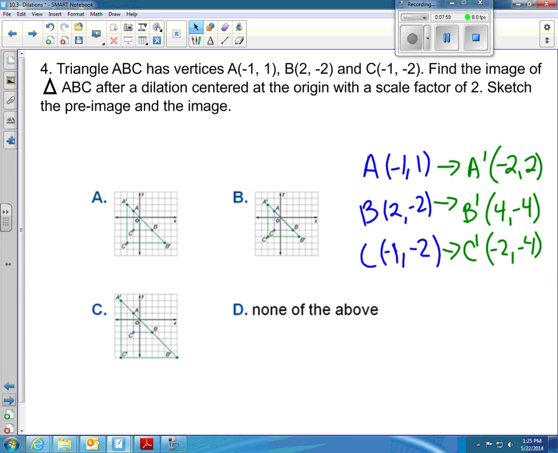I've given you the points for the prime image, so I just want you to decide A, B, C, or D. Put this in on your Schoology quiz. Do the homework. We'll see you guys later.